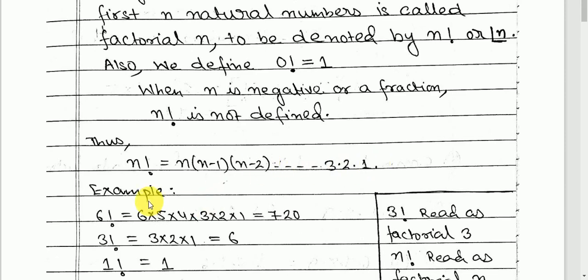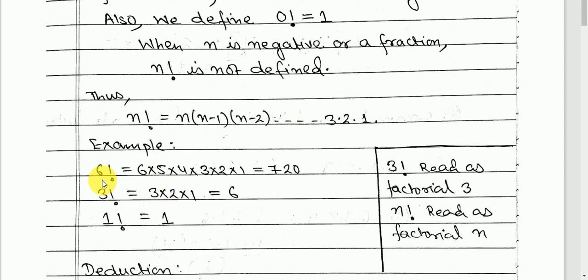For example, factorial 6 means 6 into 5 into 4 into 3 into 2 into 1, whatever you get. Factorial 3 means 3 into 2 into 1 equal to 6. Factorial 1 means 1. Factorial 0 is also 1.